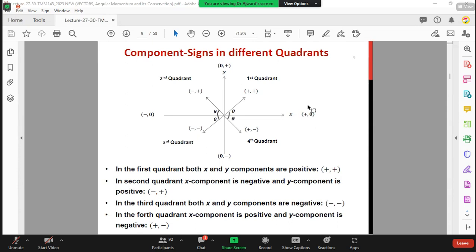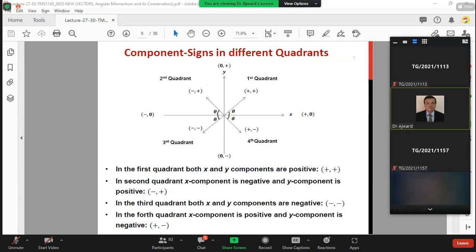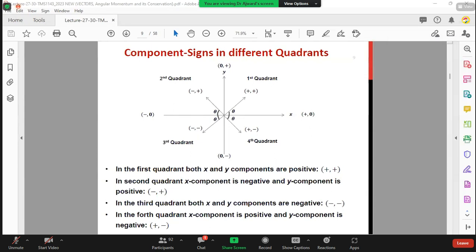Component signs are different, but there are many students who have not even heard the word vector. I have seen one student in the previous batch, he said he knows about vector, but not about vector. Yeah, very funny stuff happened. Yeah, he knows to sing and those things.